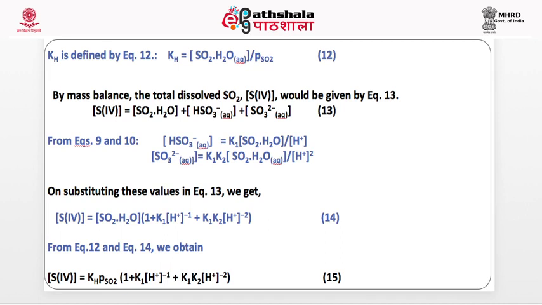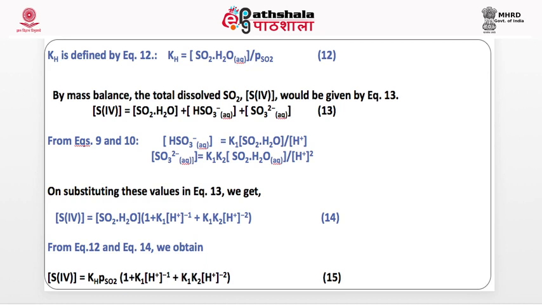Sulfur 4 includes all SO2 species in which the oxidation number of sulfur is 4. So, the total SO2 that is dissolved in water, that is S(IV), is equal to SO2·H2O plus bisulfite and sulfite. From this equation, K equals this into this upon this. Therefore, HSO3⁻ can be calculated by this equation. So, this equals this.